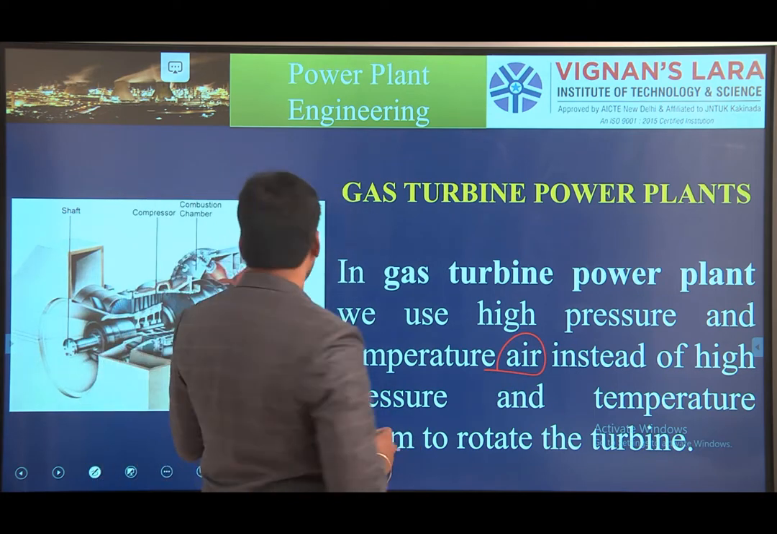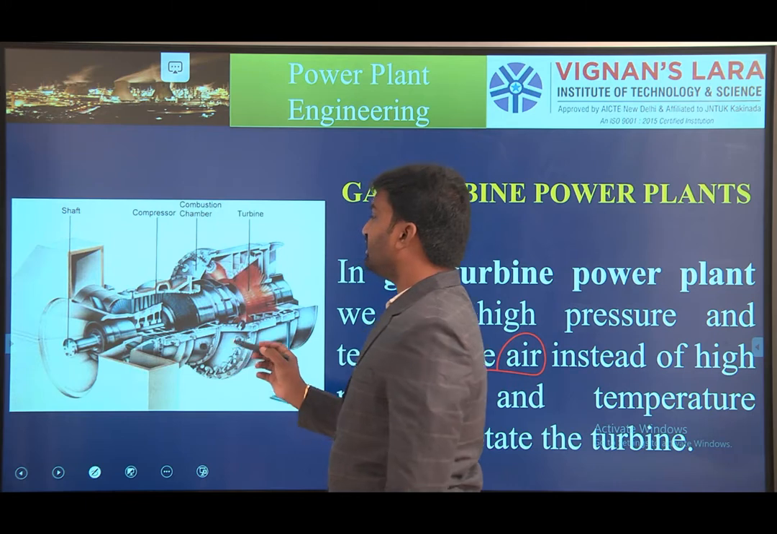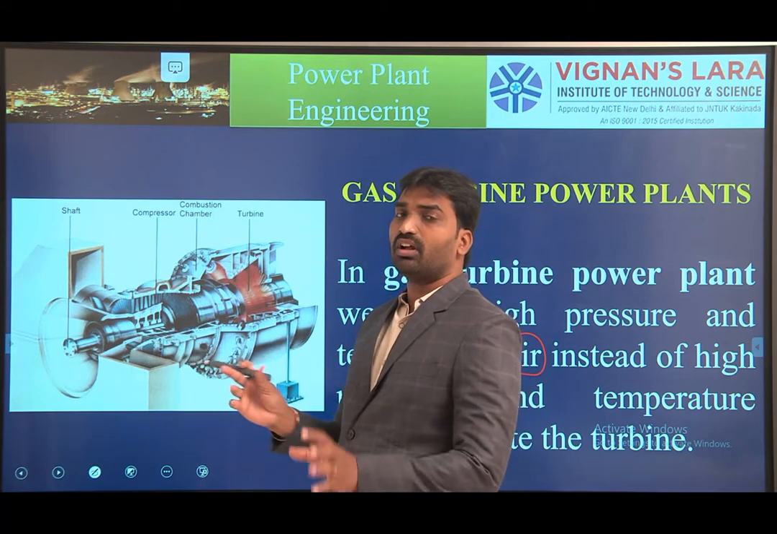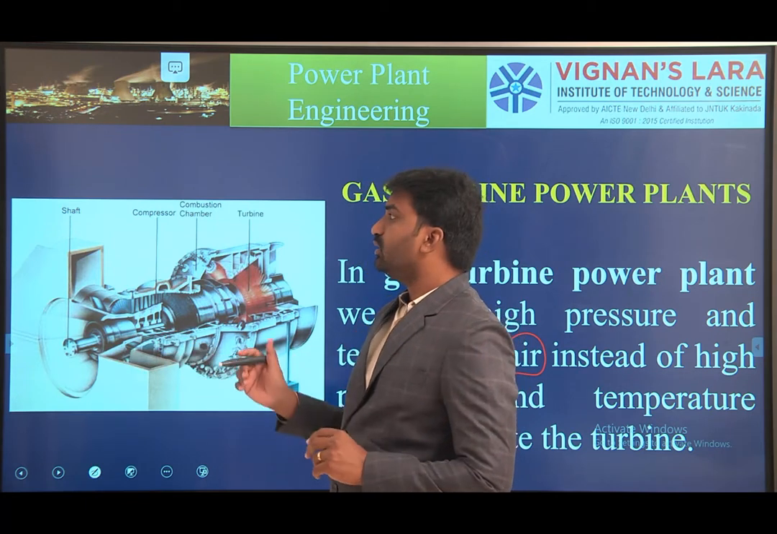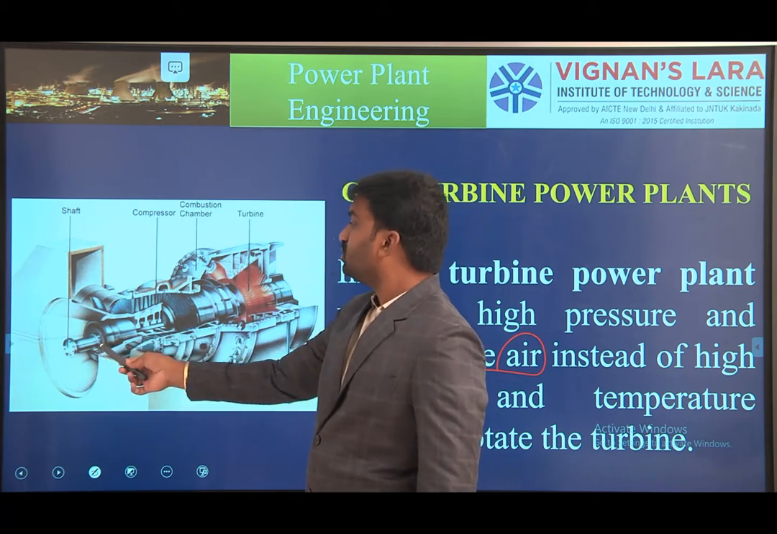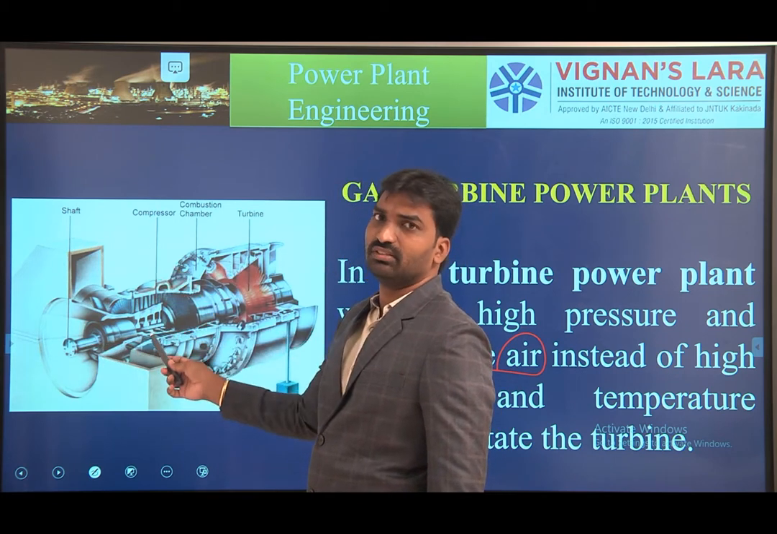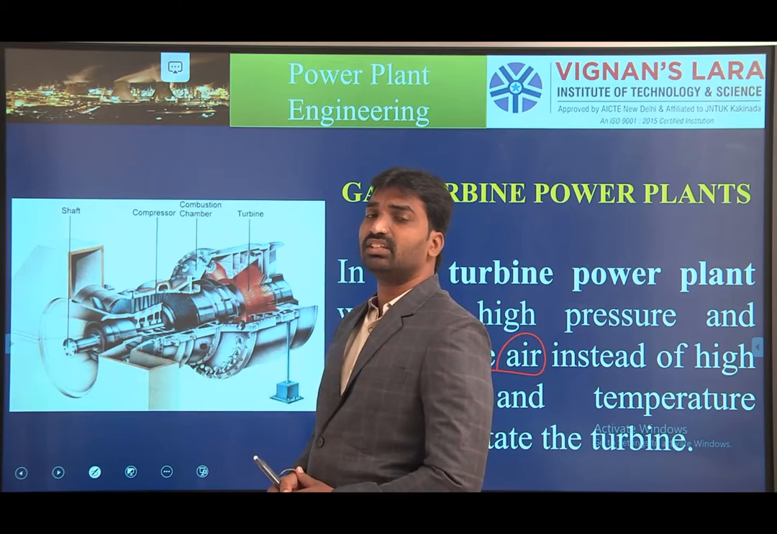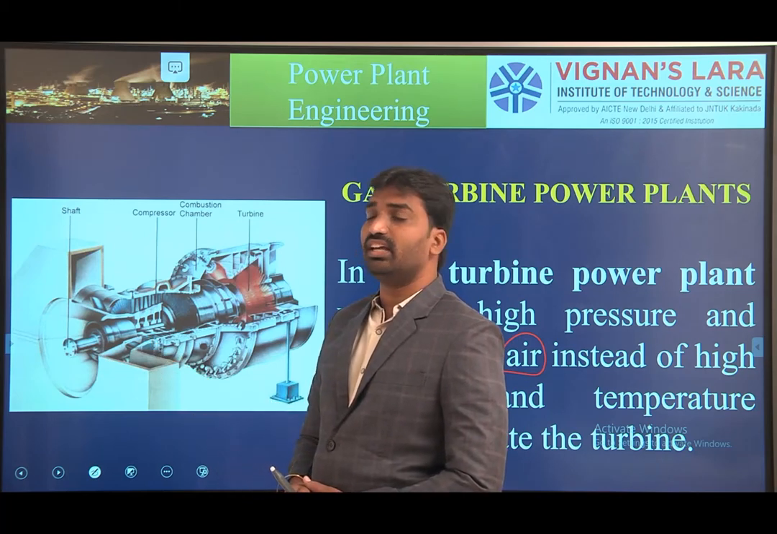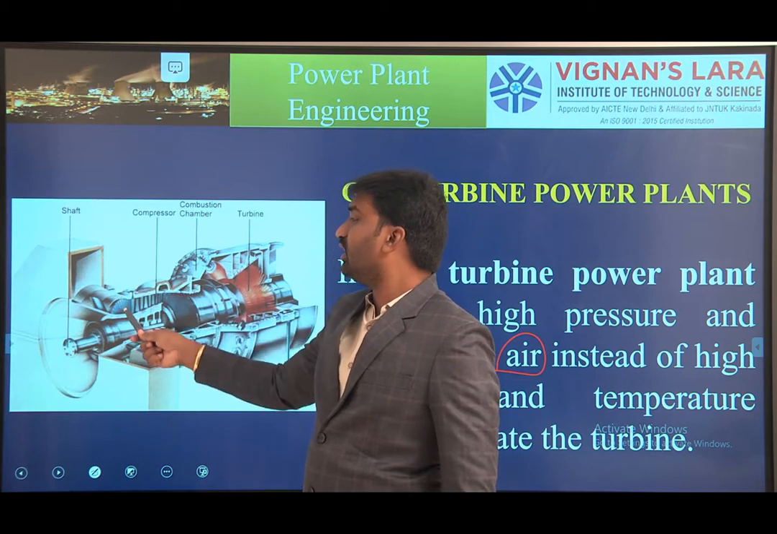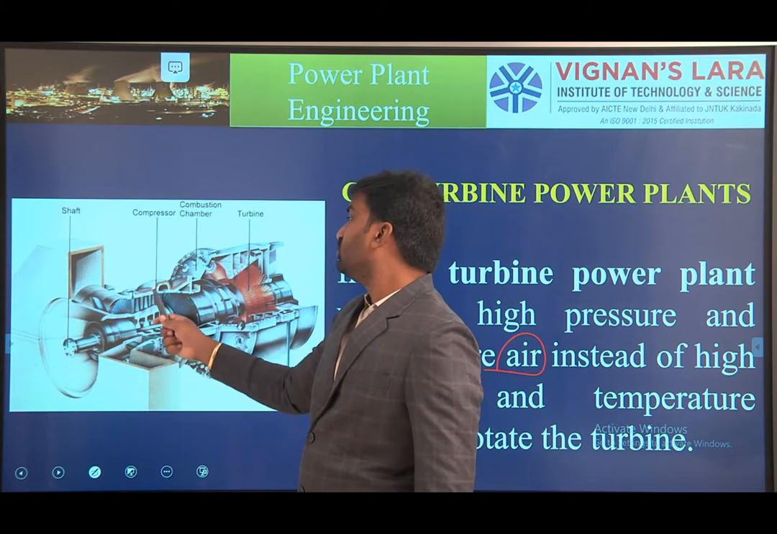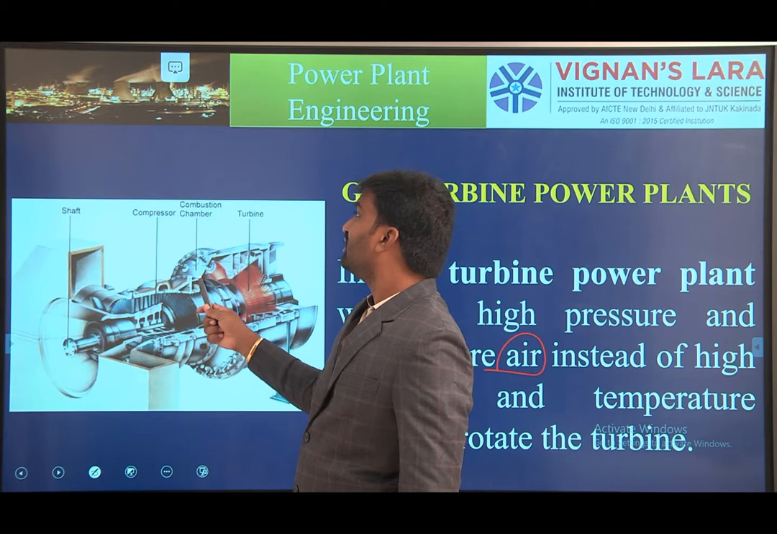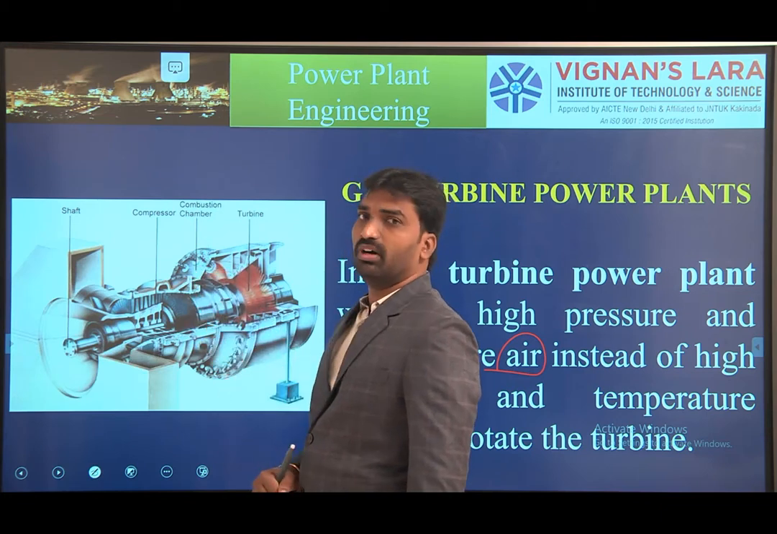Simply see here in this diagram, we can see the arrangement of how the components are arranged. First is the shaft. The shaft is connected to a compressor. Why is the compressor required? The compressor is required to compress the air, taking the air from the atmosphere. The compressed air is then sent to the combustion chamber.